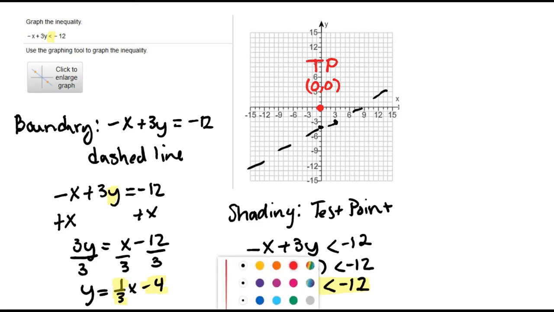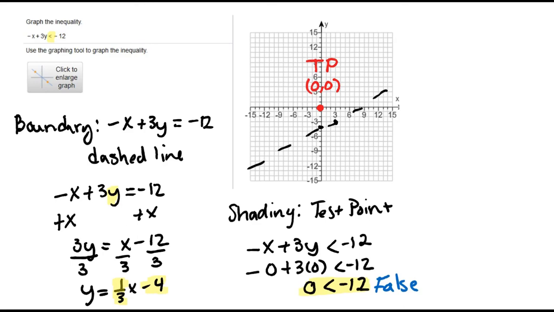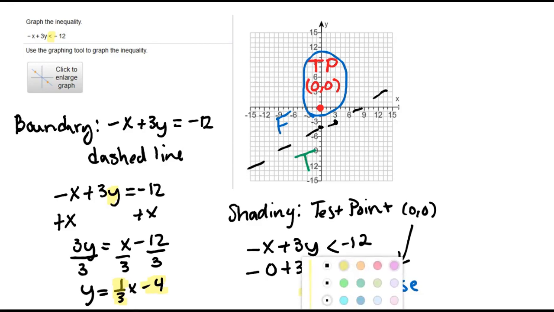That is a false statement. So what that tells me is that that test point is on the false side. The other side of the line is the true side. And we always want to shade on the true side. So my test point of 0, 0 came out false. So the side that the test point is on is false. The other side is true. And we're going to shade that true side.